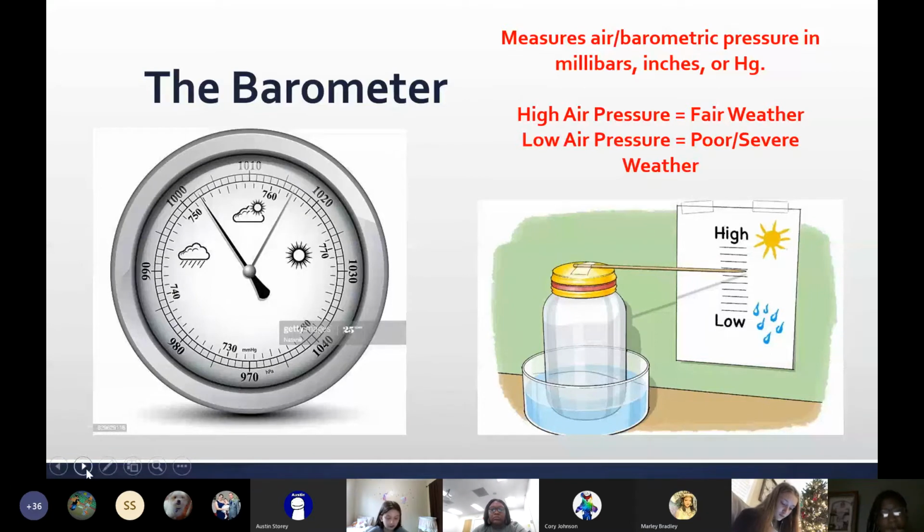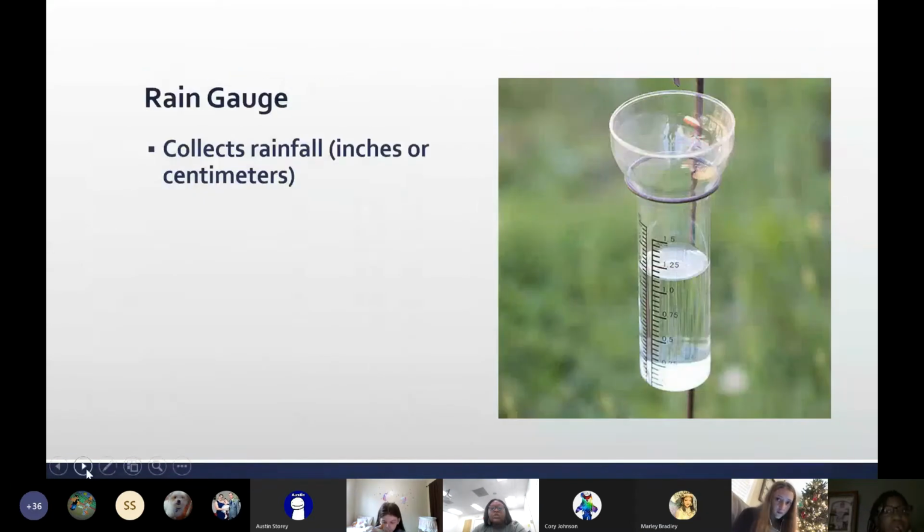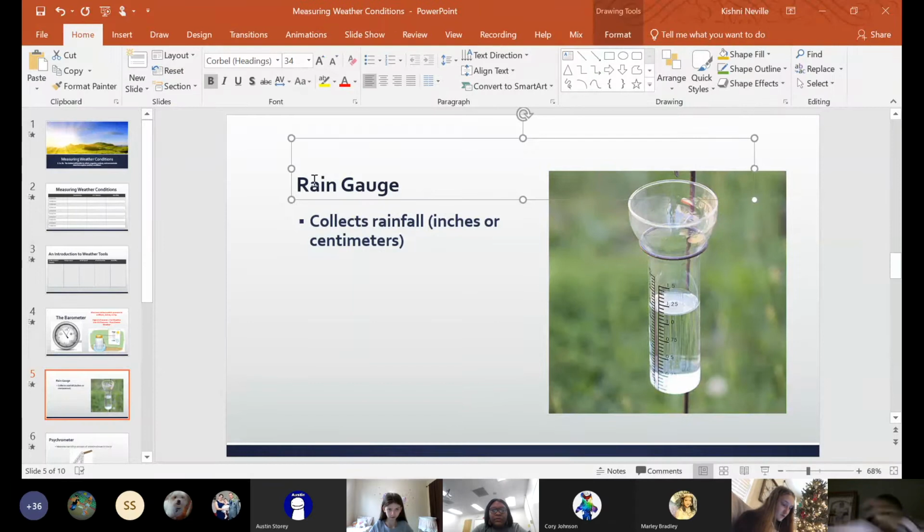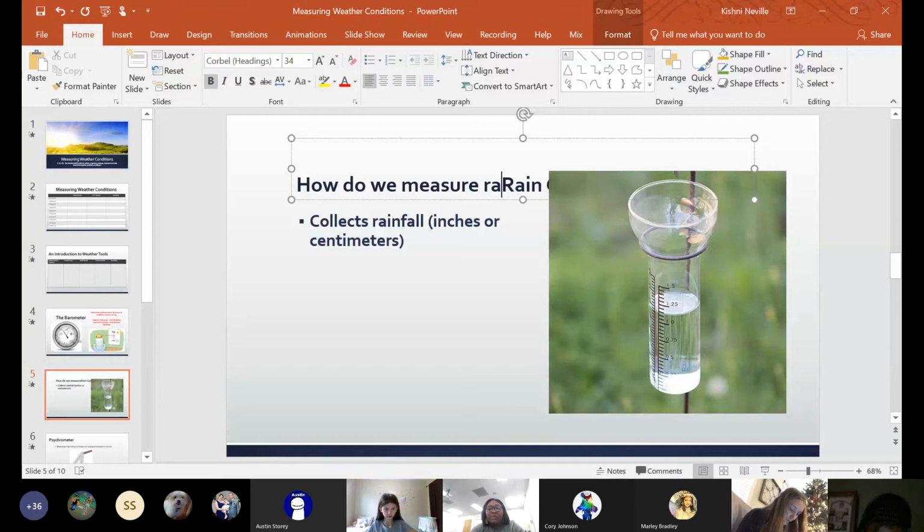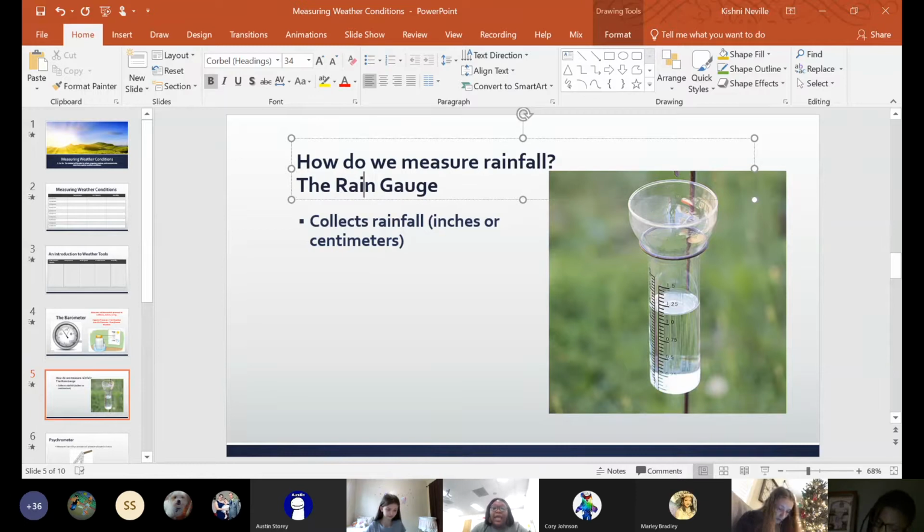So our next weather tool that we're going to be looking at is called the rain gauge. You've probably seen these before, okay? I don't think we have a place for rainfall on our chart. So just go over onto another page and draw a small picture that answers the question. Let's write the question there. How do we measure rainfall? In other words, how much rain? How do we measure rainfall?